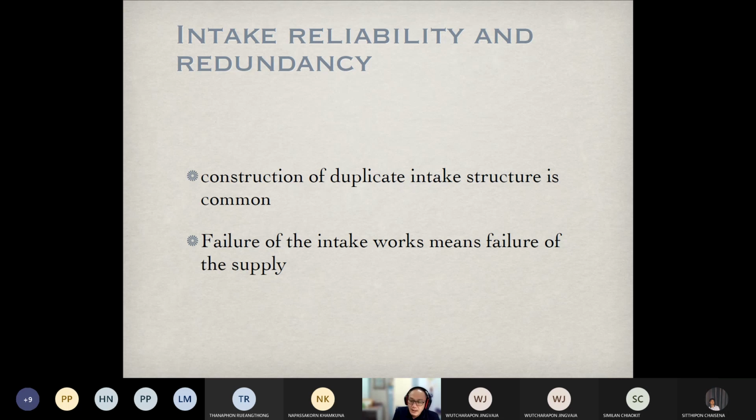So if one unit is out of order, we still have 1 unit left, and that unit can be used for supplying the water. If we only have 1 unit, and this unit is broken or doesn't function for some reason, then we will not be able to supply the water to the community. So normally for the unit operations and unit processes in water and wastewater treatment, we need to have at least 2.